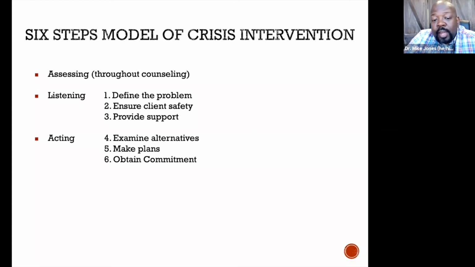So part of that is we look at the choices that people have as they're going through crisis. We want to help them make plans as they begin to grow. And also, we want to obtain commitment to those plans because if we're going to be working with them and there's plans for them, we want to make sure they're actually committed to that process of getting better.